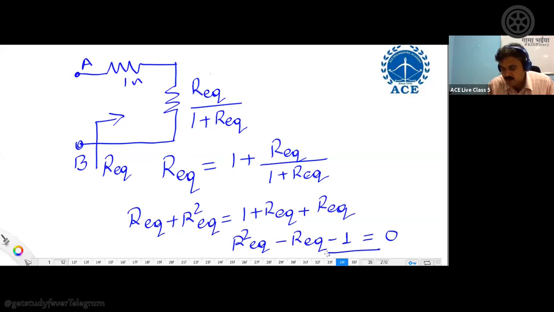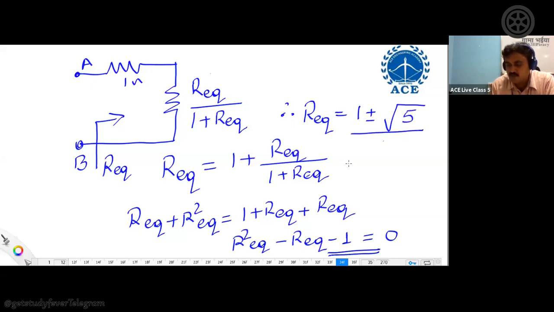So this is a quadratic equation in R equivalent. Now just find its roots. What will be the value of R equivalent? Therefore, value of R equivalent will be, just take its roots, minus b plus or minus square root of b square minus 4ac by 2a. So minus b means it will become 1 plus or minus square root of b square, 1 minus 4ac. So it becomes 4 plus 1, 5 divided by 2a, 2. So what will be this value?